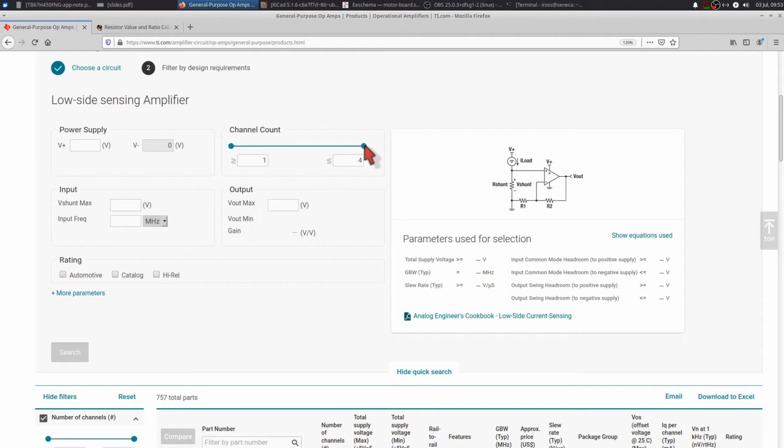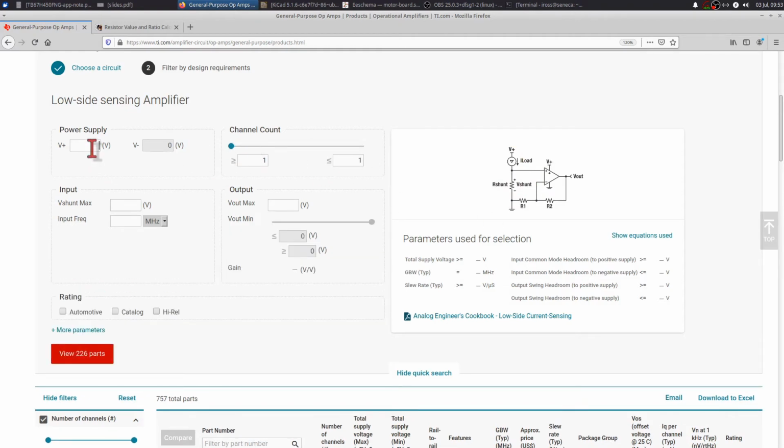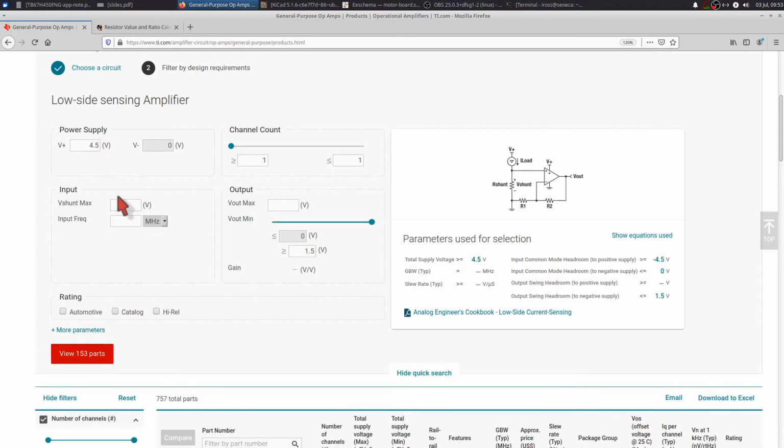So what I did is I basically just went here and said one channel, power supply 4.5 volts, input, so this is the maximum voltage across the shunt resistor, which is 0.1 volts. I said the input frequency would be about 100 kilohertz. We're not going to be sensing this at any kind of high frequency, and this is used to set the gain bandwidth product limits for the amplifiers that they choose. And then for the maximum output voltage, I figured that a gain of 30 would be good here.